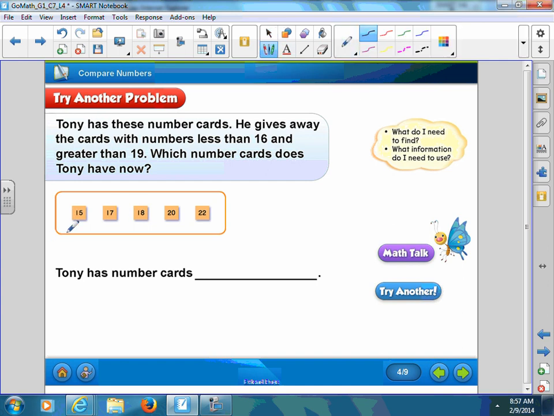Less than 16. 15 is less than 16. All of the other number cards are greater than 16. But we also need to find the ones that are greater than 19. So if I start counting on from 19, I would accept 20 and 22. So Tony has the number cards 17 and 18.